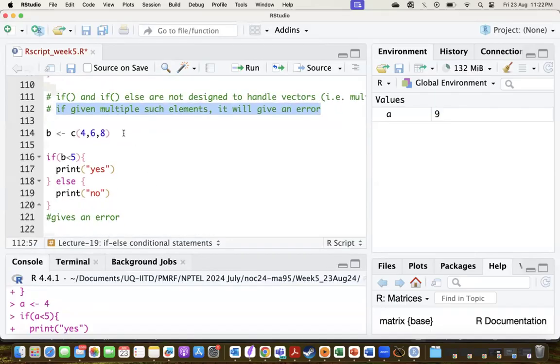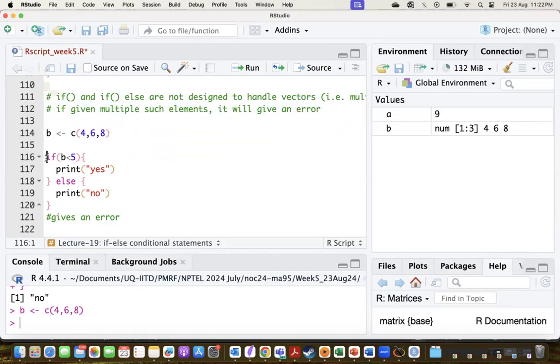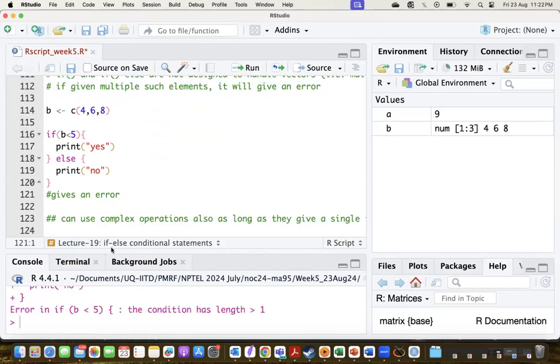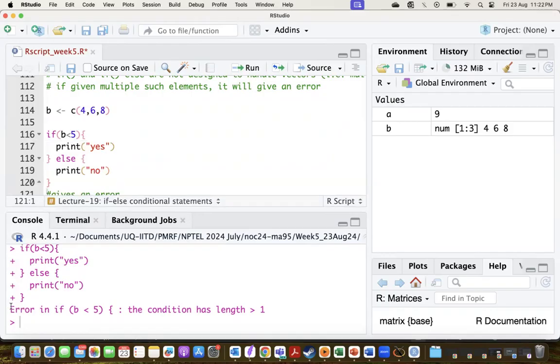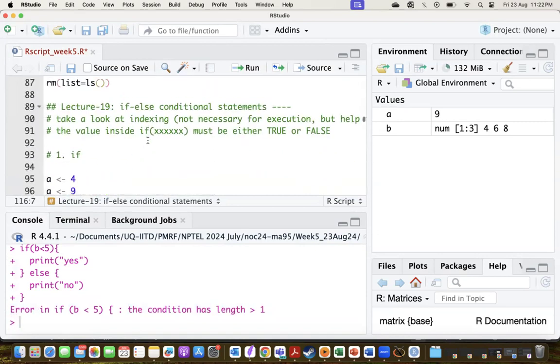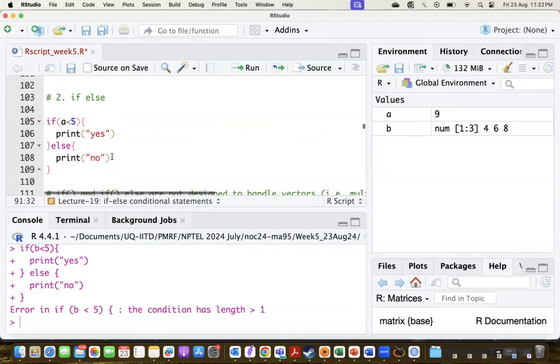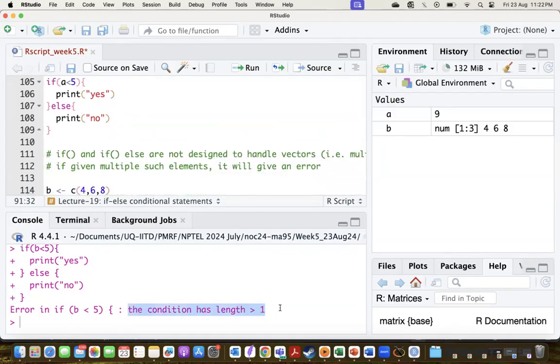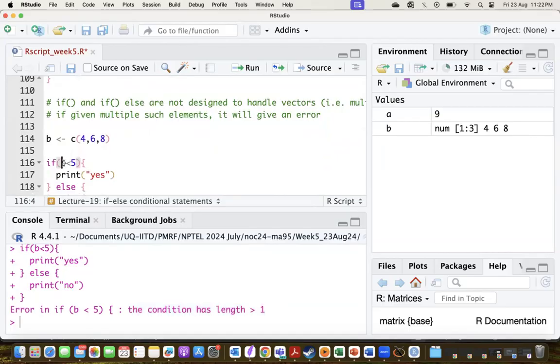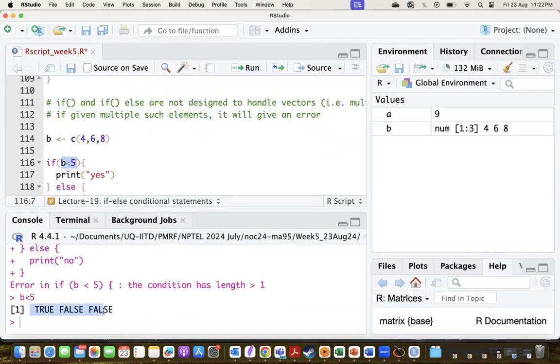Perfect. Good. Okay. So again, just to stress this point again, if and if else, they're not designed to handle vectors. At a time, they can only handle one value. So if we do try to give it a vector, it's going to give me this error. So whatever I'm writing inside the if is actually called the condition. Maybe here I can write this is condition. So if this condition has more than one true or false, then it's going to give an error: the condition has length greater than 1. Because this statement has length greater than 1, which is why it's not going to work. Okay.